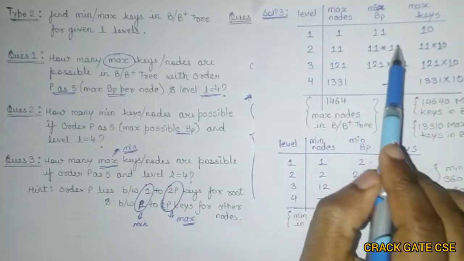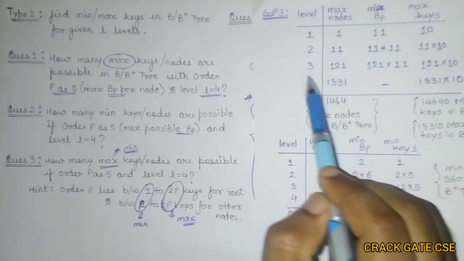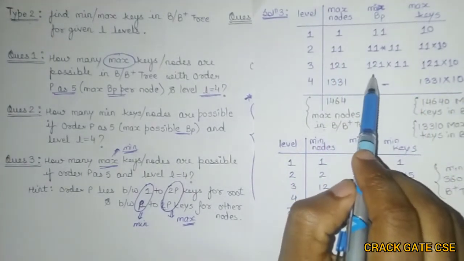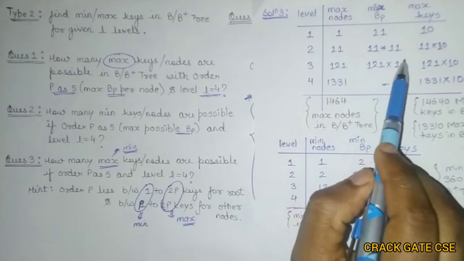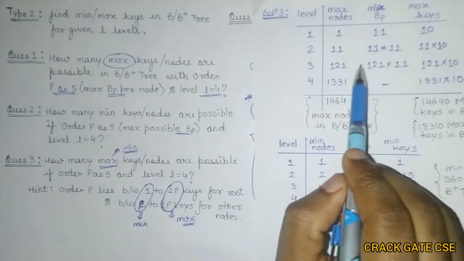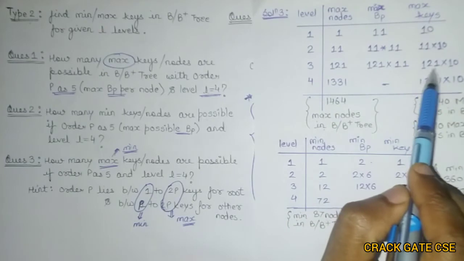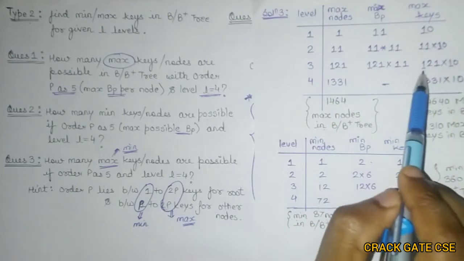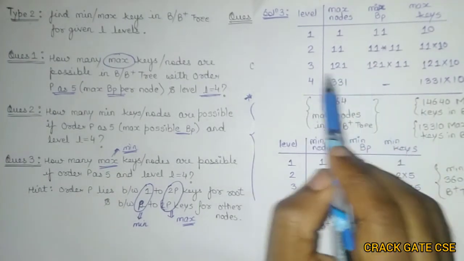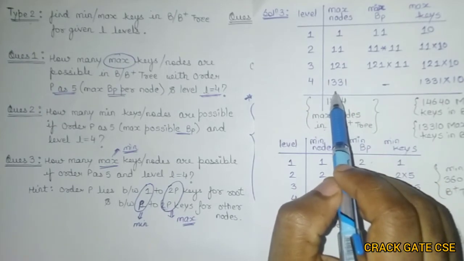If 121 block pointers are there, then in the next level there has to be 121 nodes. So in the third level we will be having 121 nodes. And if there are 121 nodes and each node can have 11 block pointers, then how many maximum block pointers can be there? 121 into 11. And how many keys can be there? 121 nodes and each node can contain 10 keys. That means 121 into 10, right? So in the third level, there is 121 into 11, which is nothing but 1331.